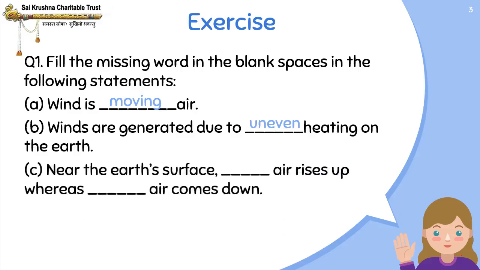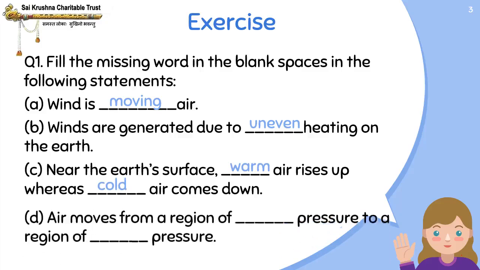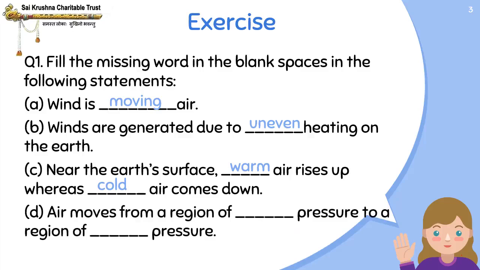Next one, near the earth's surface, dash air rises up, whereas dash air comes down. So we know that when the air is warm, it rises up, and when the air is cold, it comes down. Okay, in the last one, air moves from a region of dash pressure to a region of dash pressure. So again, we know that air would move from a region of high pressure to a region of low pressure.